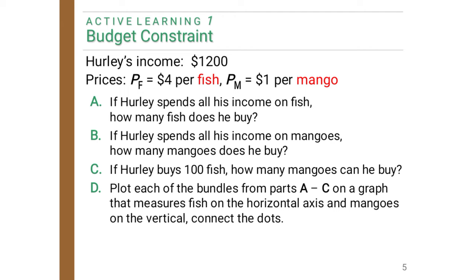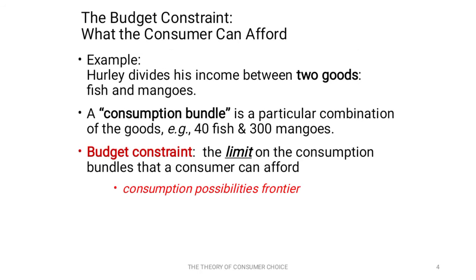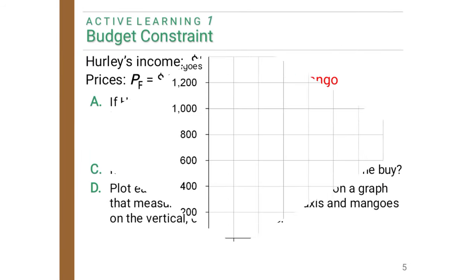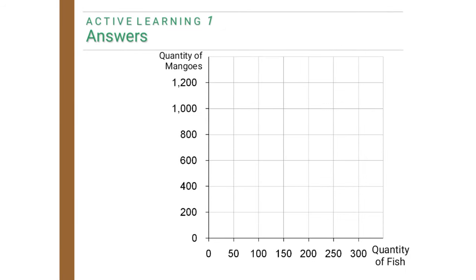When he spends all his income, to find how many fish he can buy, just divide the total income by the price of the fish. Income is Y, divided by the price. That will give you the quantity you can buy of that particular good. Then you plot each of the bundles from parts A to C on the graph. Let's move to this, our budget graph.